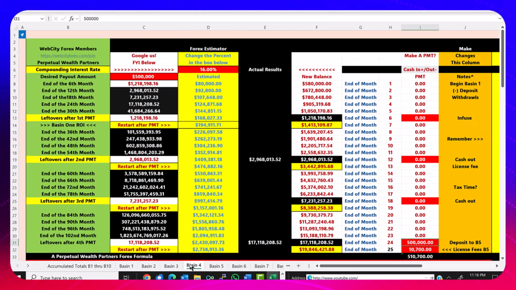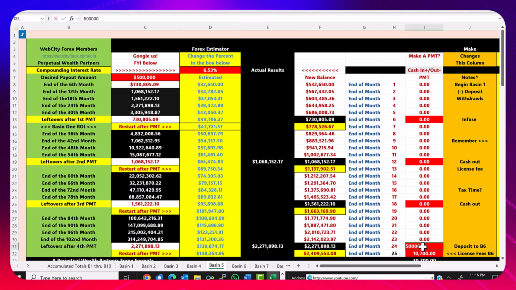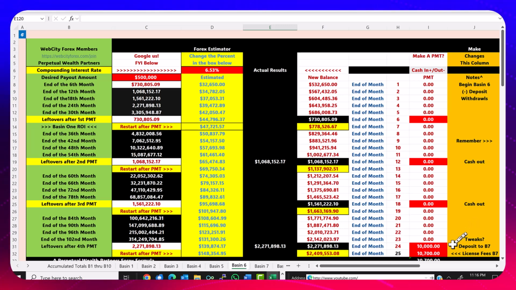Basin 4, Basin 5. You might as well do another 500,000. Hit the enter sign. Basin 6, another 500,000.